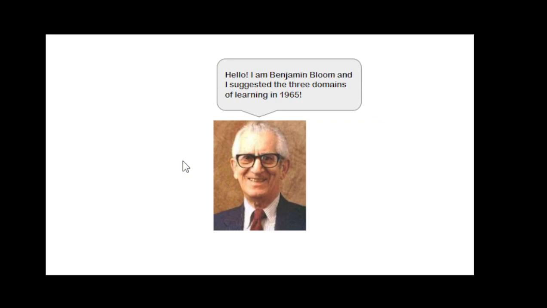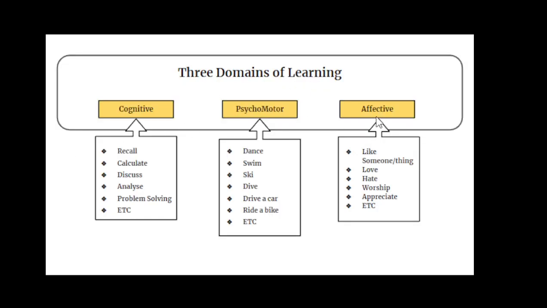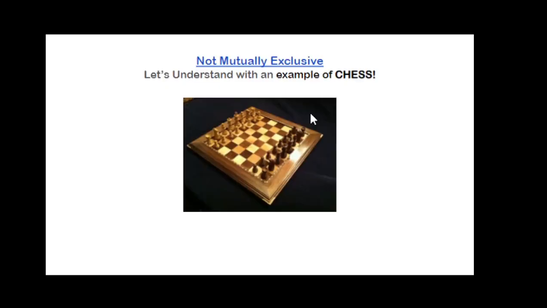Now, after that, we saw that Benjamin Bloom developed these three domains of learning, and those are cognitive, psychomotor, and affective. Cognitive basically means to mentally learn something, to learn a new language, to learn the rules of chess. Then psychomotor is learning to write, or learning to actually move the pieces, or learning to play an instrument. Then affective is to develop emotions for a certain thing, like loving a language, loving a game, etc. Now, one thing can lead to another. That is what not mutually exclusive means.